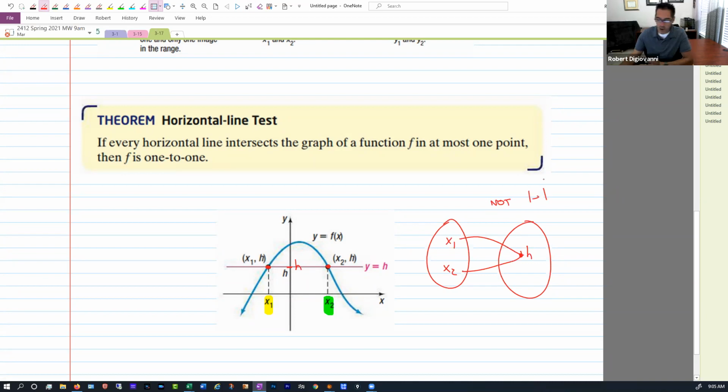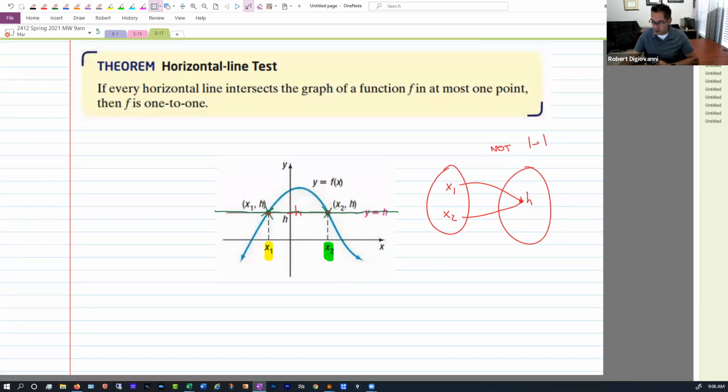Now, if we draw a horizontal line and hit the graph in two places, then that is a quick and easy way to check whether or not a function is one-to-one. Y'all remember, to check if you have a function, you run the vertical line test. But to check if you have a one-to-one function, you run what's called the horizontal line test. And if you hit the graph in more than one place, then it is not one-to-one. I'll give you a couple examples to look at.